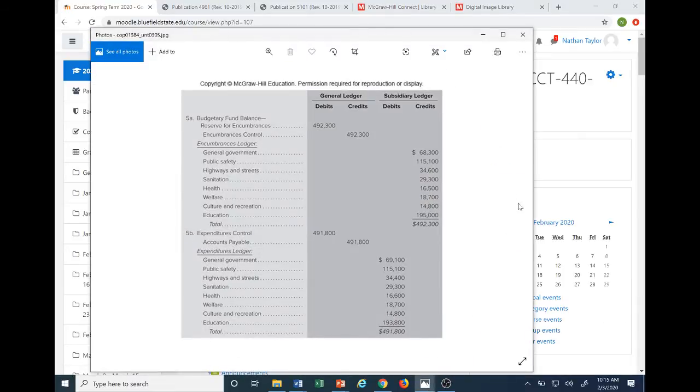Here, we've received some of what we encumbered. This is just a continuation. So now we've actually received some of the stuff we ordered, but it's a little different. Now we reverse the encumbrance, right? So we debit the budgetary fund balance reserved for encumbrances, credit encumbrance control, so that now there's nothing encumbered. We've unencumbered them. So now we've actually got the liability.